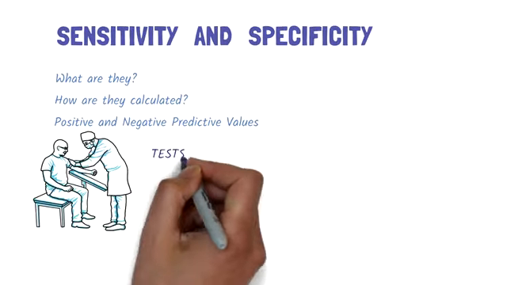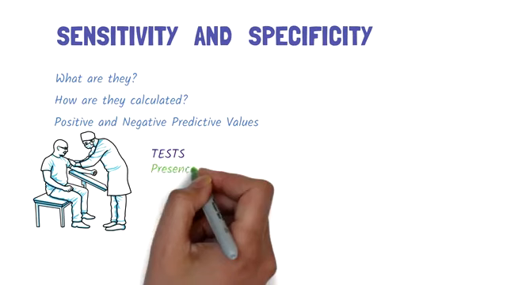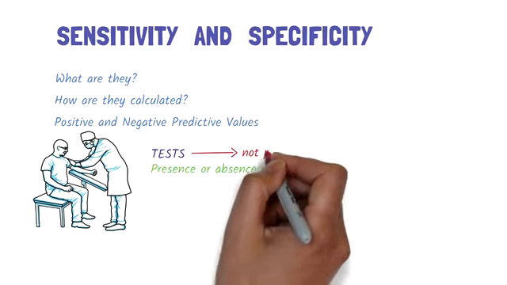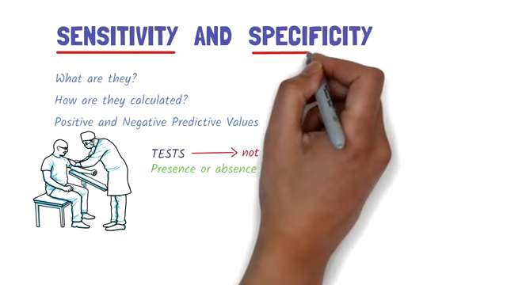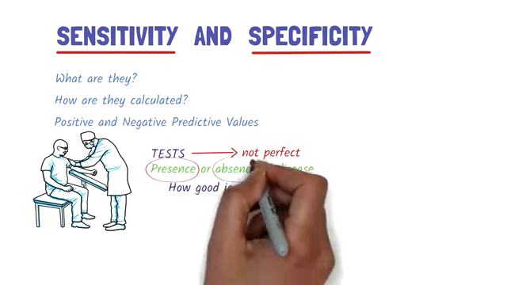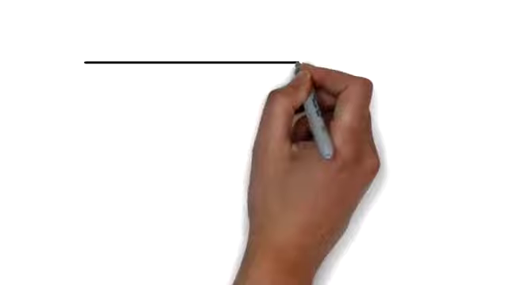Tests are important tools that can help us identify the presence or absence of a disease. But they're not always perfect. Sensitivity and specificity are measures that can be used to determine how good a test is at correctly identifying the presence or absence of disease. Let's take a closer look.